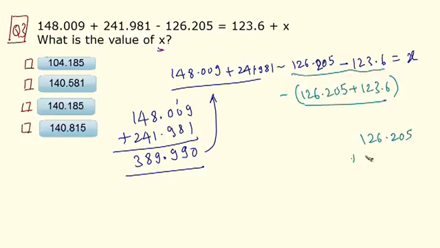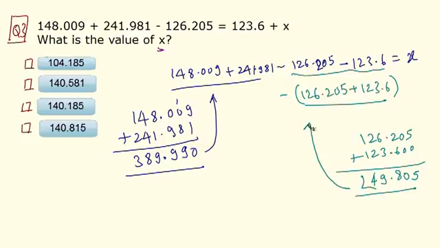126.205 plus 123.600. So 5 plus 0 is 5, 0 plus 0 is 0, 6 plus 2 is 8, 6 plus 3 is 9, 2 plus 2 is 4, 1 plus 1 is 2. So you have 249.805 going here. Now you have to perform subtraction of these two terms.